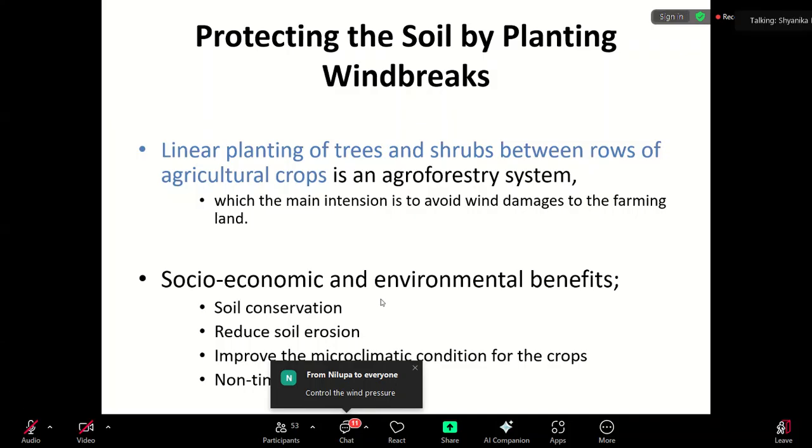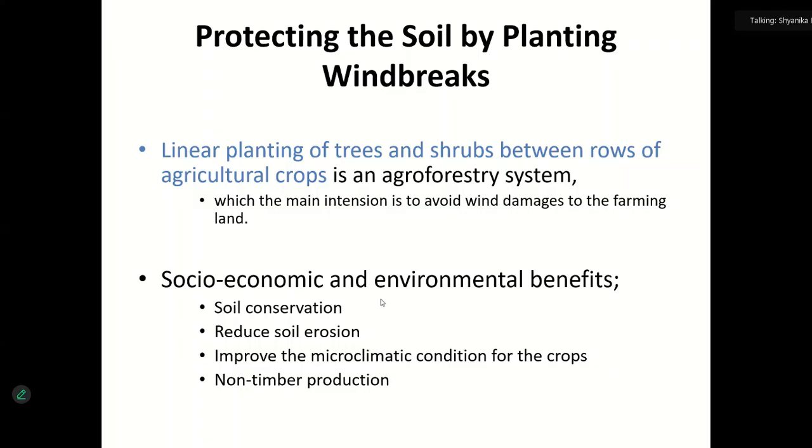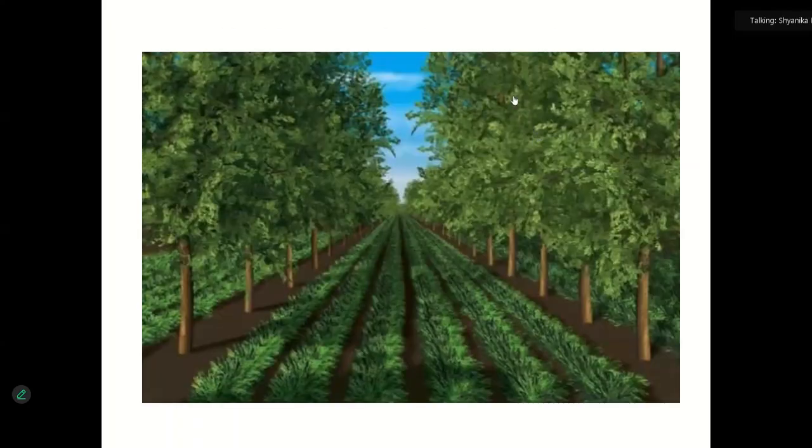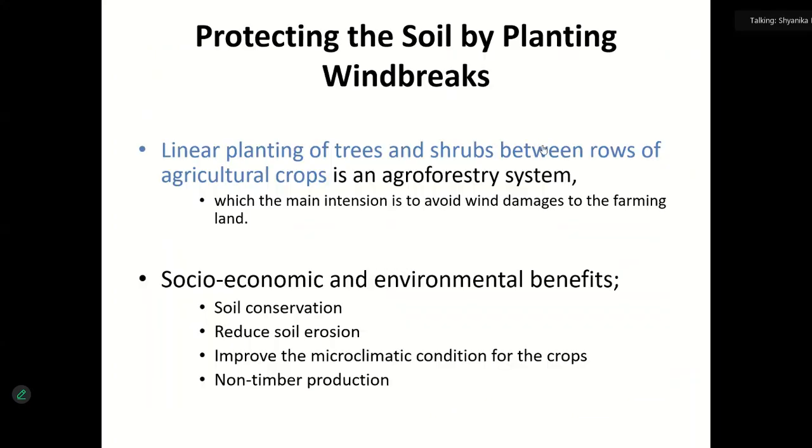Okay. So yes, you all mentioned different answers. Control the wind pressure, we can plant tall trees to avoid wind. Yes. Reduce speed of wind, avoid wind damages. So windbreak is a barrier. Yes, yes. Okay, cultivating area. Windbreaks.